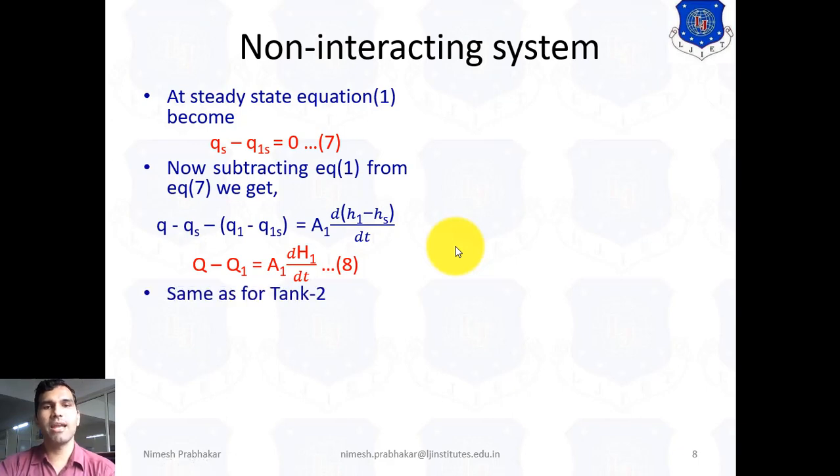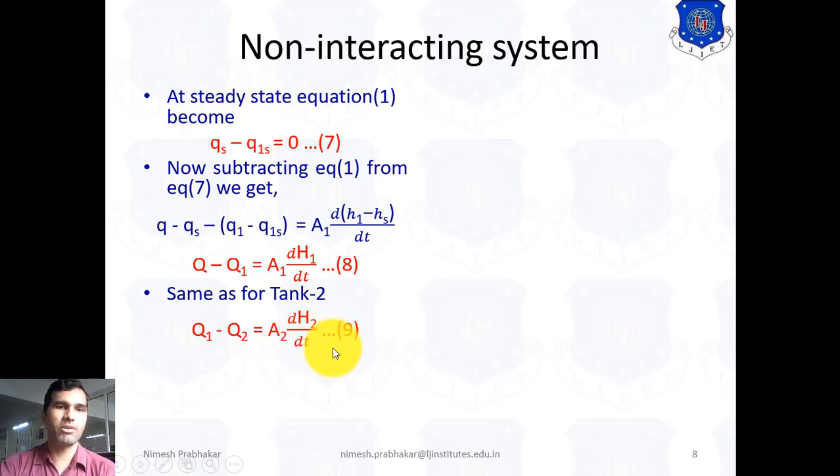In the same way we can write the equation for tank 2: Q1 minus Q2 equals A2 dH2 by dt. So this is the deviation equation, or the steady state equation, for H2.